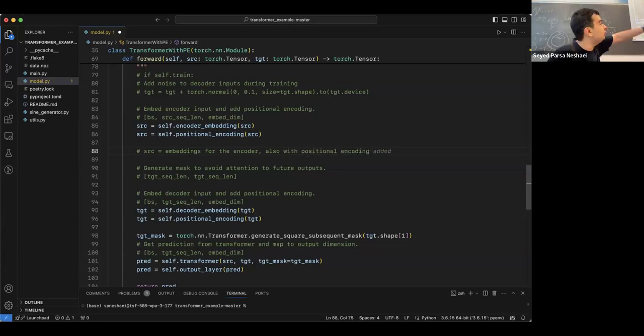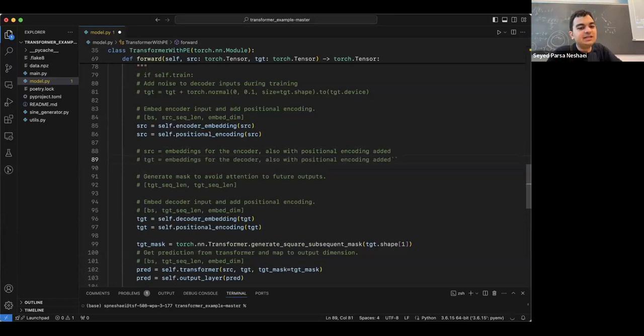This positional encoding has nothing to do with the encoder. It's just a name. Positional encoding just means add the positions. It doesn't have anything to do with the encoder. And TGT is embedding for the decoder, also with positional encoding.